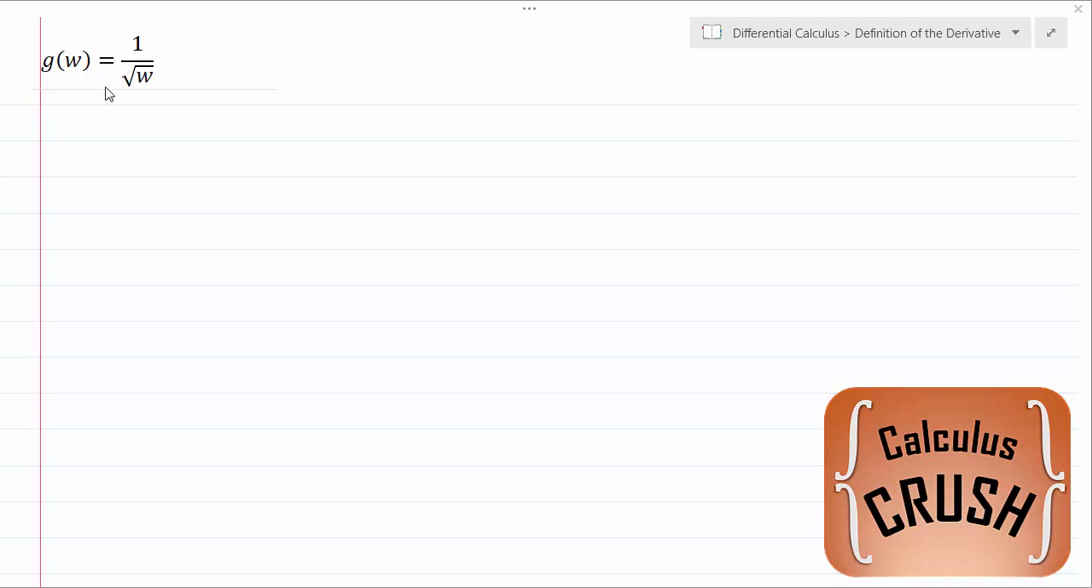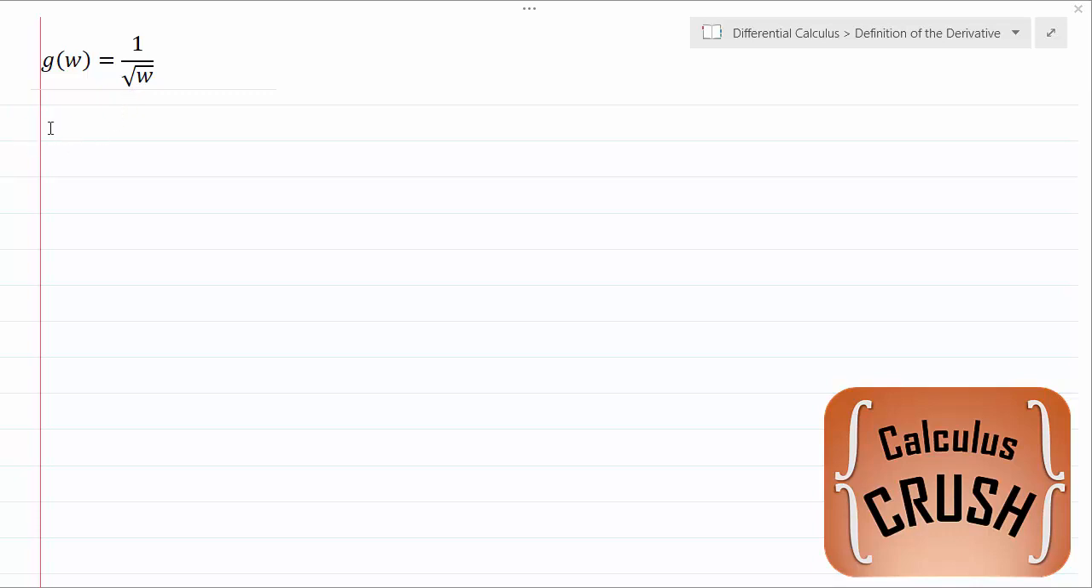So we're going to find the derivative of g of w equals 1 divided by the square root of w using the definition of the derivative. This would be a very simple question. If we were to use the power rule, it would be maybe a 1 or 2 line derivative. It's going to be quite a bit more work, as we'll see, using the definition of the derivative.